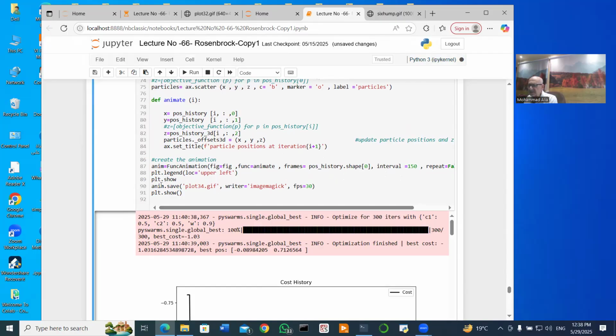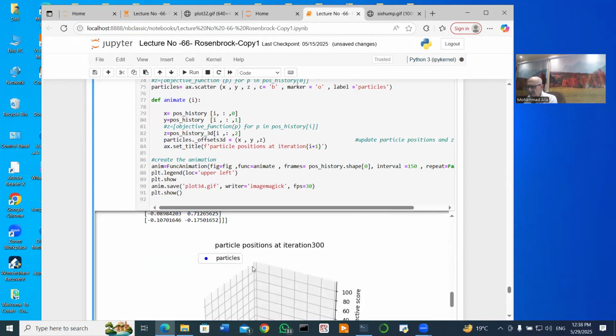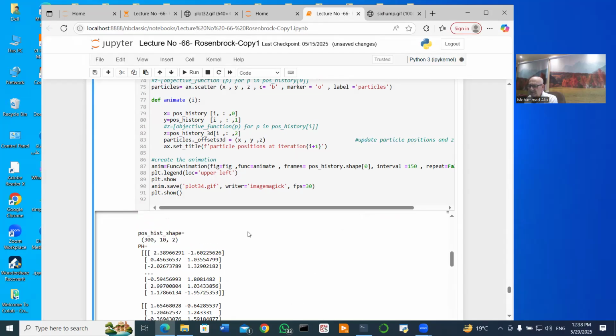Now, after that, of course, we create a legend at the upper left corner here, at the upper left corner. This is the upper, this is left, here is the legend at the upper left corner. And again, I want to save this animation by a name called plot34.gif. The writer for this is the Image Magic. I told you this writer is already installed in the computer.